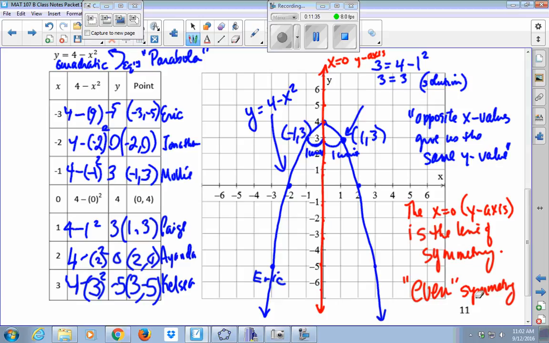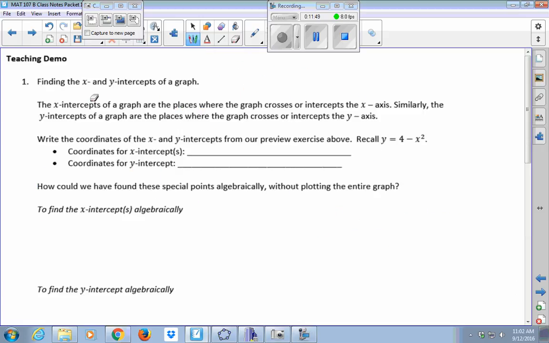So we're going to talk about what would be the algebraic way to do a test to see if any equation would have even symmetry without its picture. All right, that's later. I think that's enough for this parabola. Let's take a look at today's teaching demo.